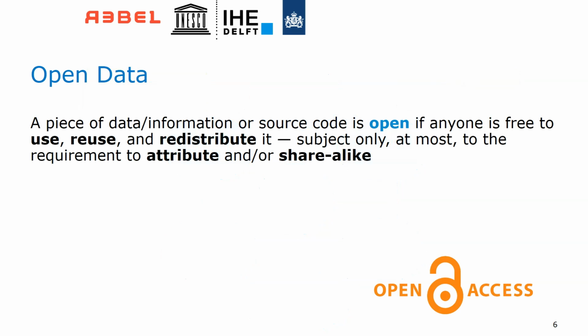One way of sharing data is sharing it as open data. We can define open data as a piece of data or information or even source code that is open to everyone, and everybody is free to use, reuse, and redistribute it. We can only put two restrictions on it: the need to attribute to the original source, like a reference, and to share alike, which means you put a license on it that says that the data will remain open also for others who share it again.